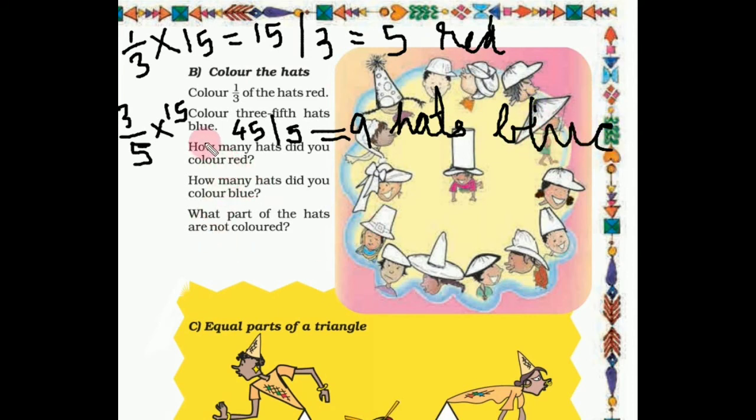Now here are the questions. How many heads did you color red? So here we had calculated, 5 heads red. So we colored 5 heads red. So here write 5. Then how many heads did you color blue? Here we have done the calculation, 9 heads blue. So here write 9.